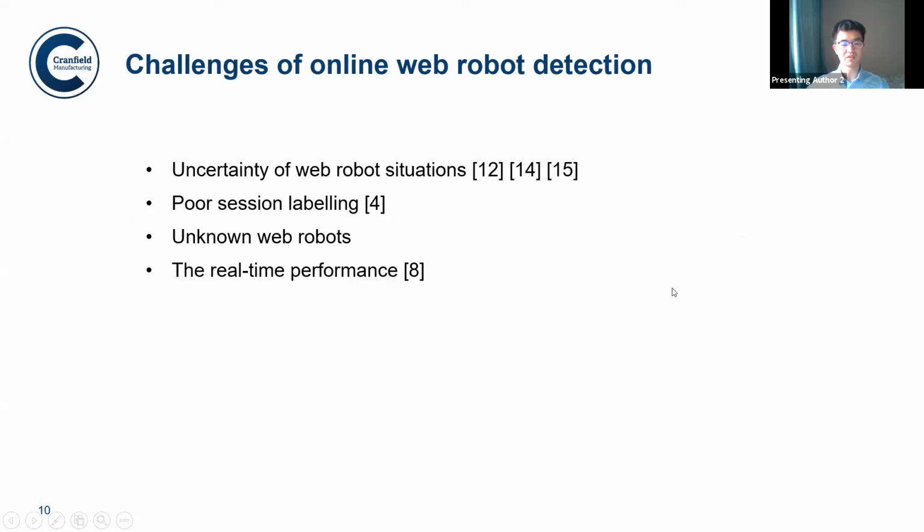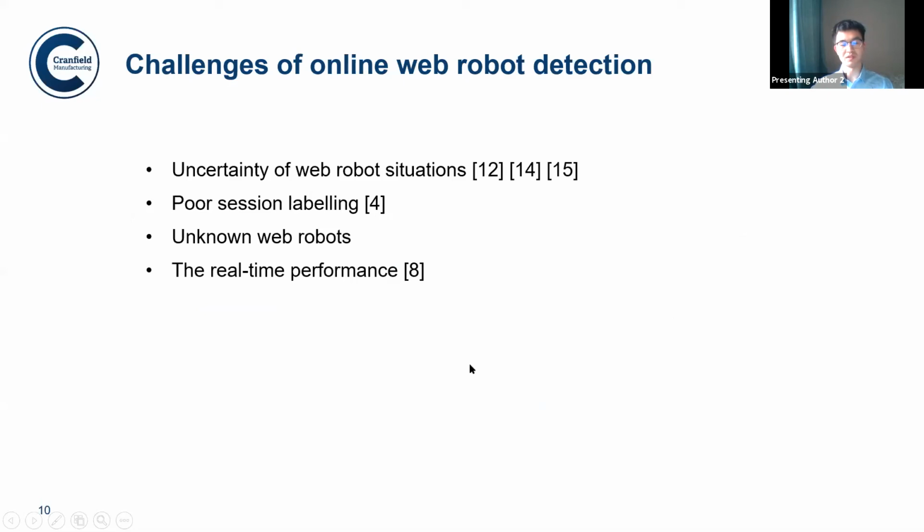Well, let's look at the challenges of online detection. The first challenge means that there are many types of web robots now, and we are not sure which types of web robot might crawl a website. The second one means that we have no standard definition of the form of web robot sessions, just like the positive case labeling we have mentioned before.